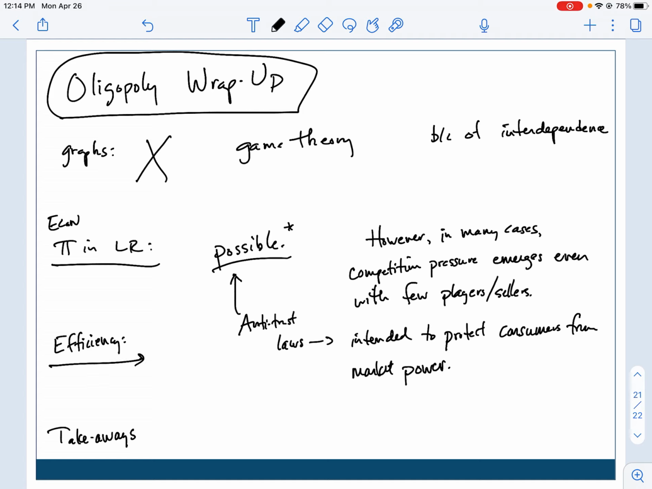In terms of efficiency, do we achieve allocative efficiency or productive efficiency? You've probably figured this out by now. Since the only place we achieve them is in perfect competition, then in oligopoly, we would expect not to have that. And then takeaways, I think I've already covered.